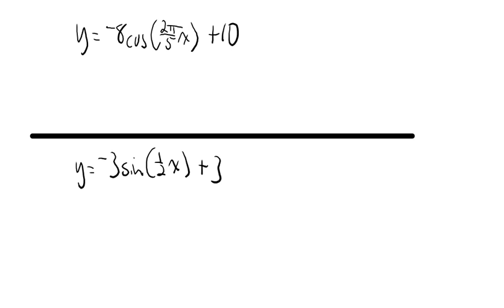So to get the period, we divide 2 pi by b. You have the b. In the first one, your b is 2 pi over 5, right? So let's get the period. Yeah, so you'll do 2 pi divided by 2 pi over 5.